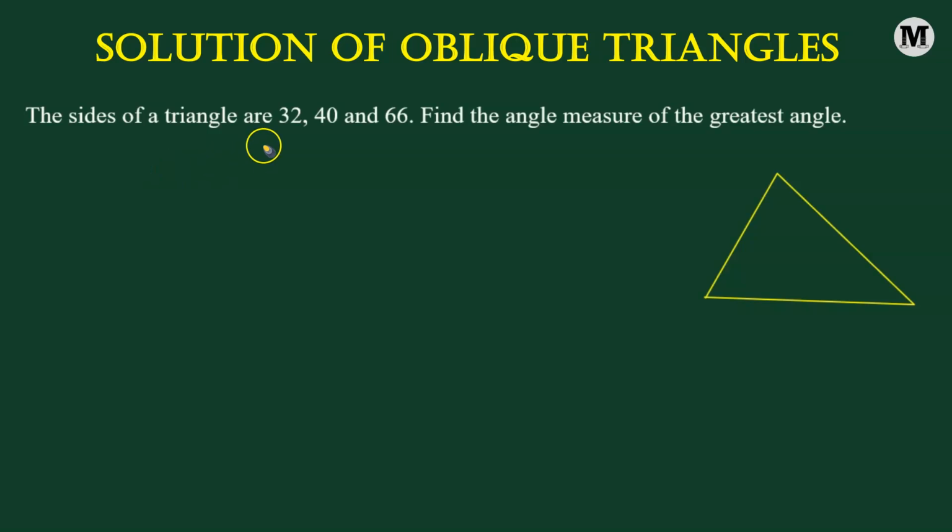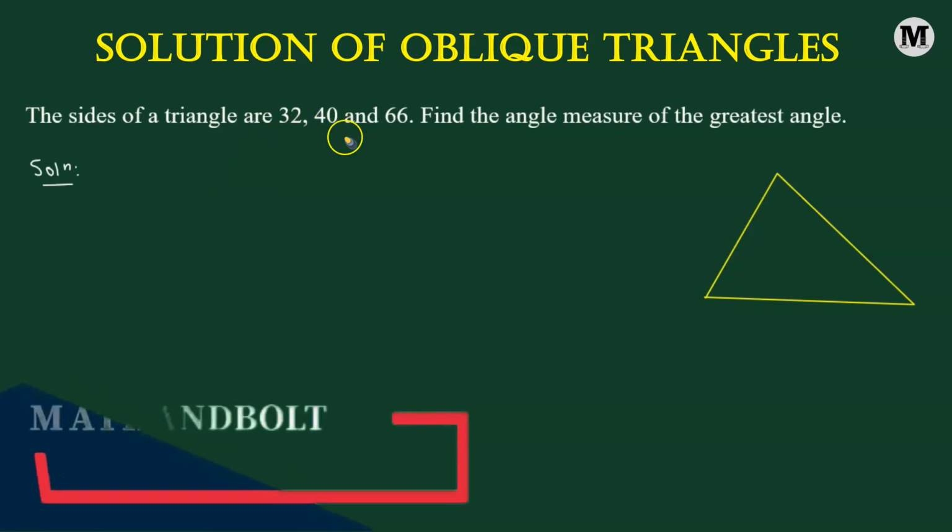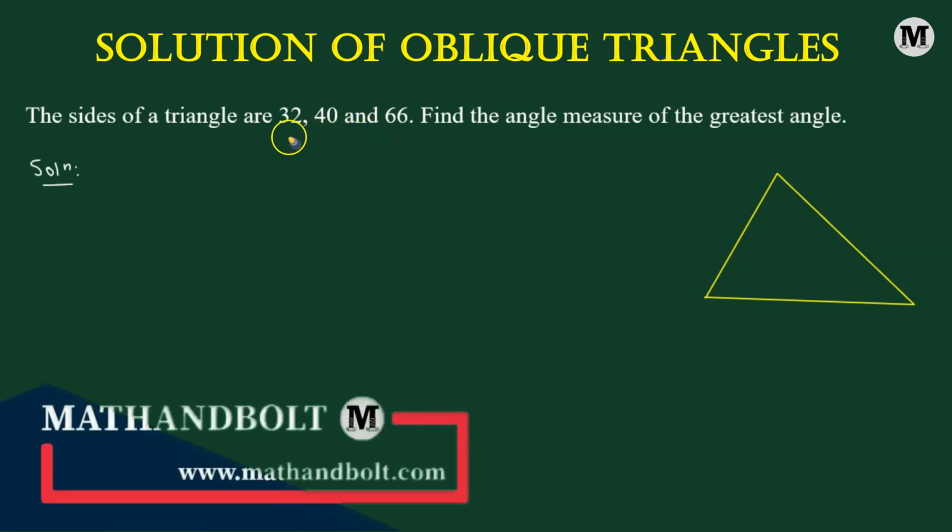The sides of a triangle are 32, 40 and 66. Find the angle measure of the greatest angle. Okay, let us begin. So here we have a triangle whose sides are given to us, but these sides are not equal, which means that this is going to be an oblique triangle.